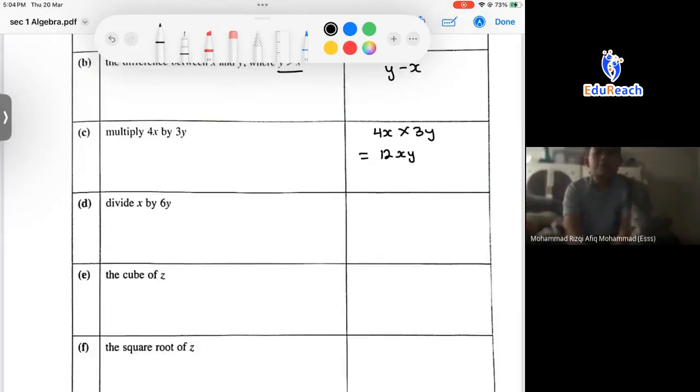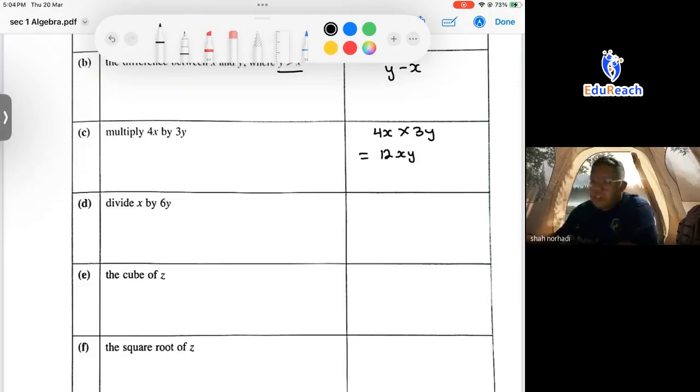X divided by 6Y. So which one is at the top? So you write down x divided by 6y. Then after that, how do you write? So for algebra, we're going to write it in fraction. So it will be x over 6y. Okay. How about E?